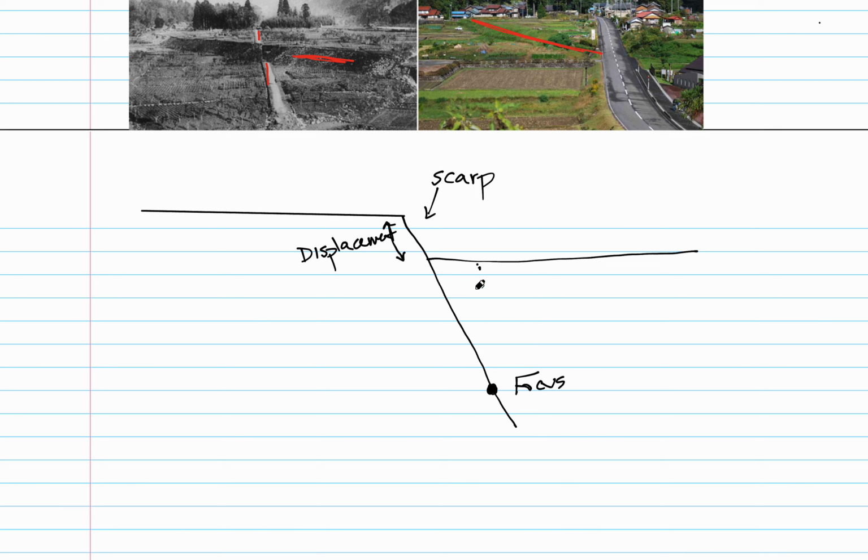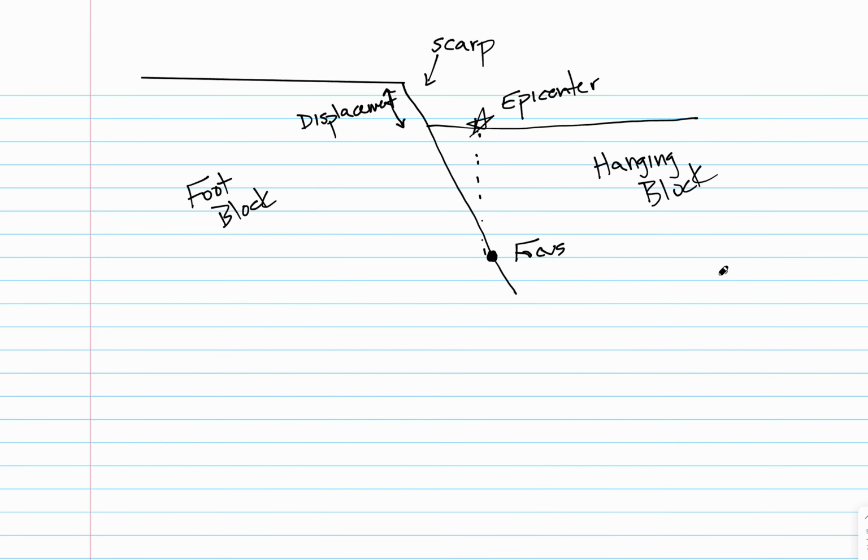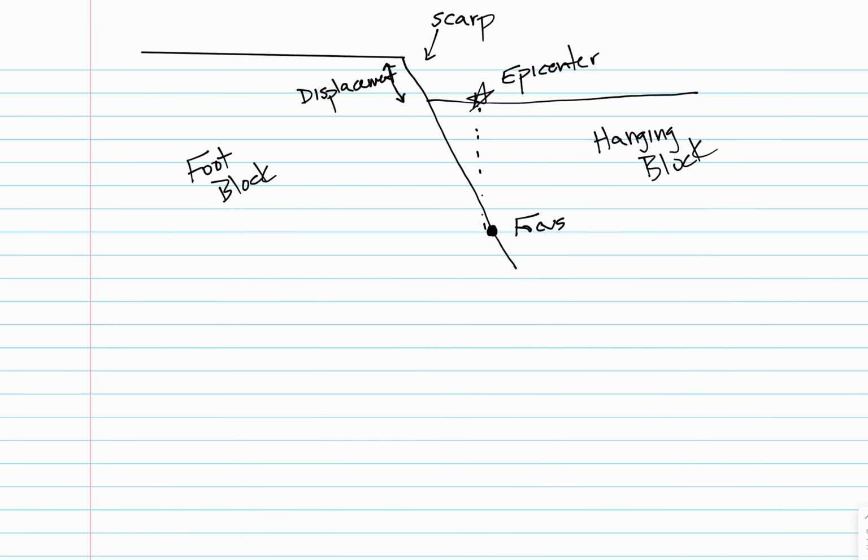The area directly above the fault at the Earth's surface, we'll put a star there, that's called the epicenter. That's a word you often hear in the news. And then we're going to put a couple more words in. Let's call this the foot block. And this is a different block. In this picture, this is the hanging block. All right, so those are our main terms defining faults, and we're just going to write those down, and then this lecture is over.